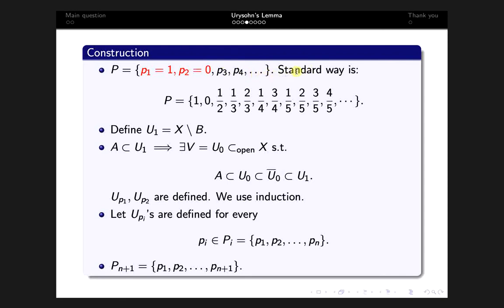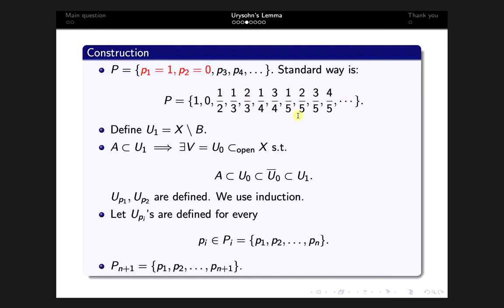The standard way of representation of the elements of P is the following: 1, 0, then 1/2, 1/3, 2/3, 1/4, 3/4, and so on. So this is the standard way. Basically we need this condition: the first element is 1 and the second element is 0, then the rest could be anything. So you can write it in this way.